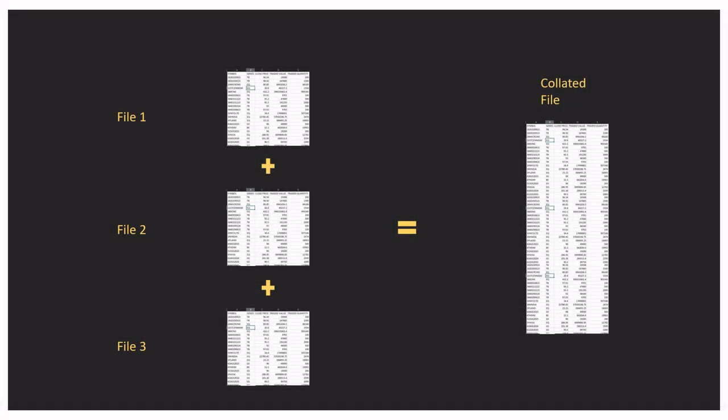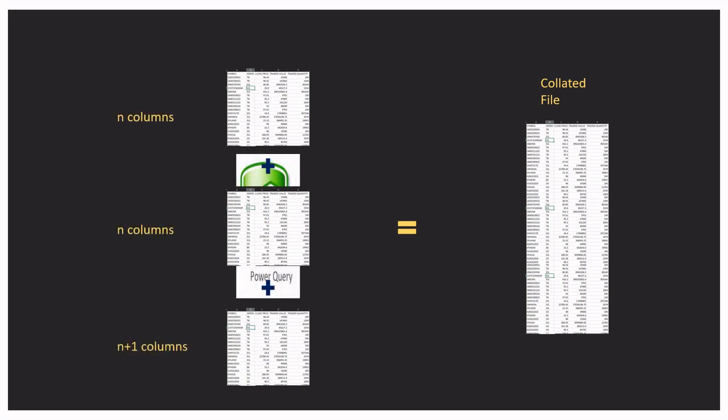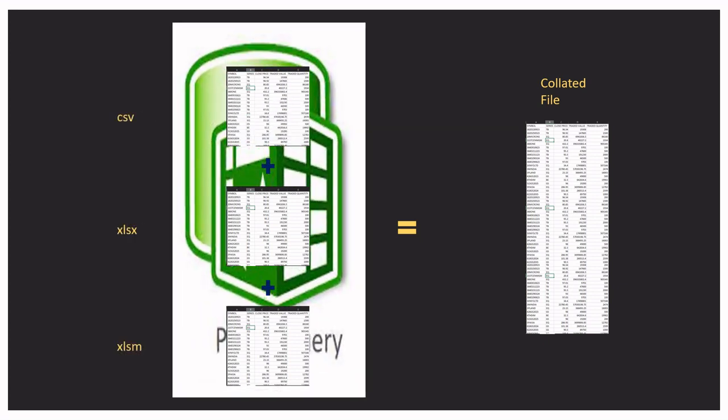So in this way, Power Query takes over a boring task from us. This technique will come in handy when you want to collate multiple files of the same dimension or even different dimensions. It works on multiple file formats like CSV, XLSX, and even macro files with the extension .xlsm.